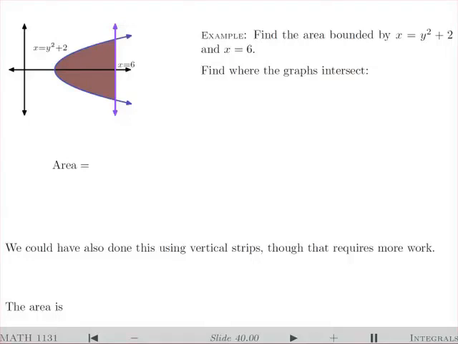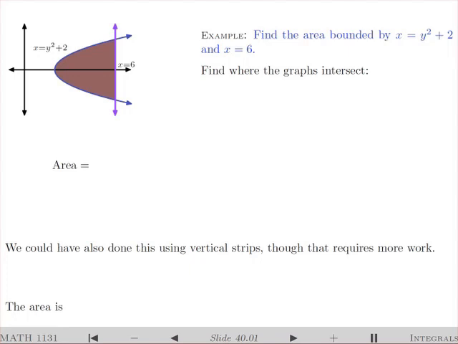Welcome. We are continuing our discussion of finding areas, still using horizontal strips. Another place where using horizontal strips is convenient is if the region is given in terms of equations in which x is written as a function of y. Like in this example, we have the equations x equals y squared plus 2 and x equals 6.